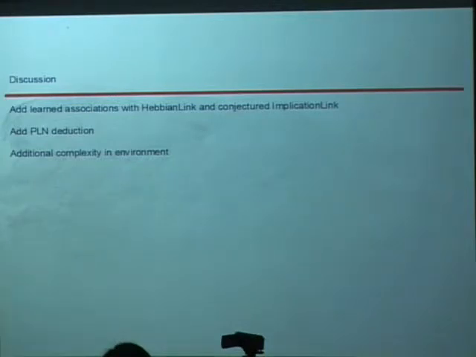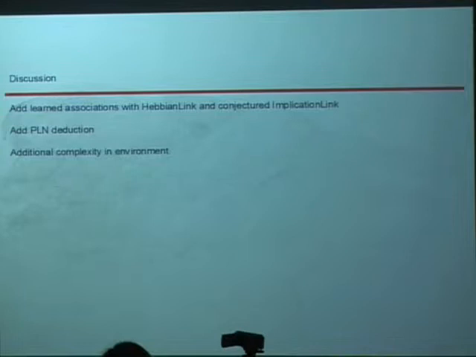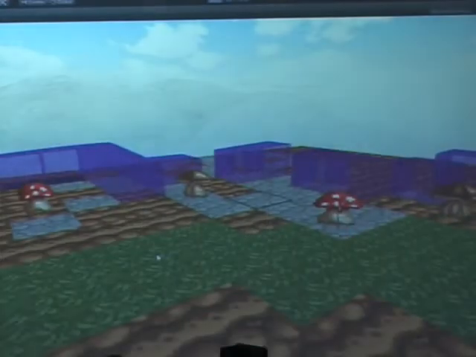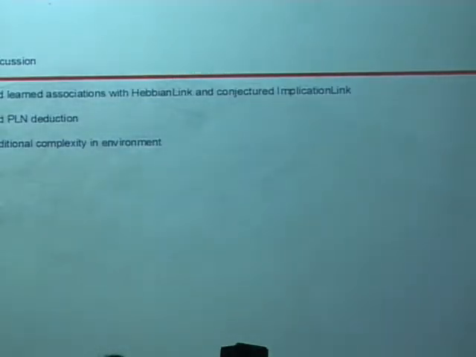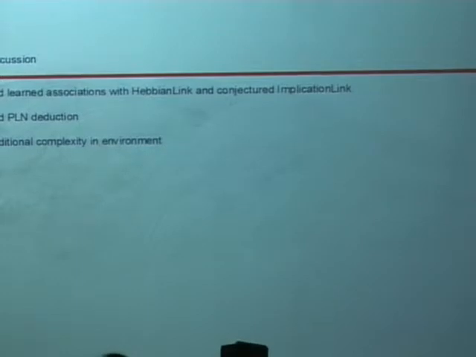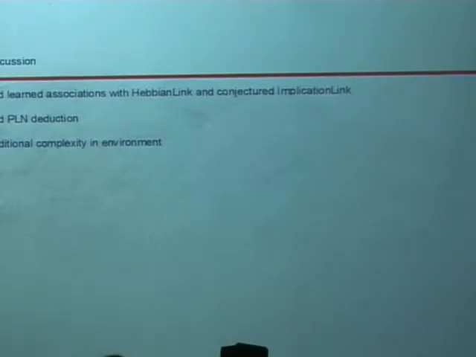It might be an opportunity to use simple PLN deduction and also Hebbian associations if, for example, the mushrooms tend to grow in the vicinity of the batteries. He could form that association in the atom space and also use a simple deduction rule to create a conjecture that creates an implication link between the two, although not certain.